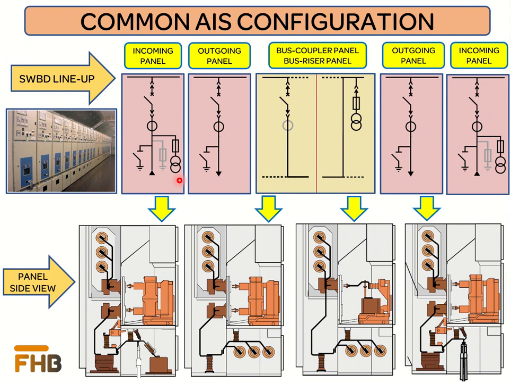Bus coupler panel along with the bus riser panel is used to break the bus into two or more sections according to the single line diagram. More than one busbar sections are required due to the presence of multiple incomings from different independent sources. Outgoing panels supply power to the end users, which can either be an end user or can also be a secondary distribution switchgear.